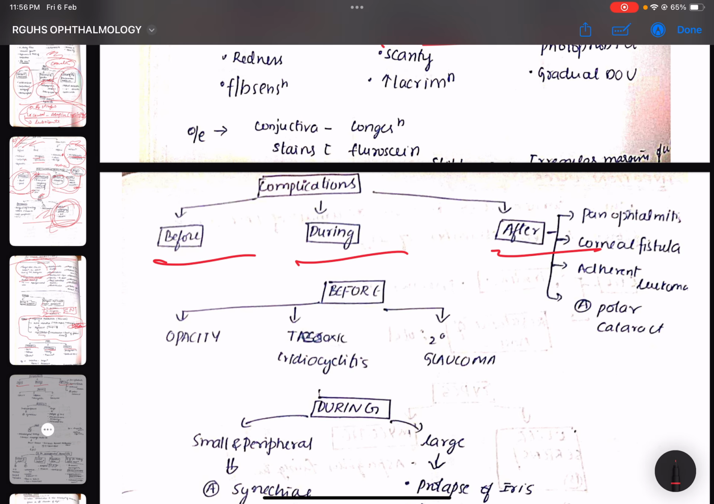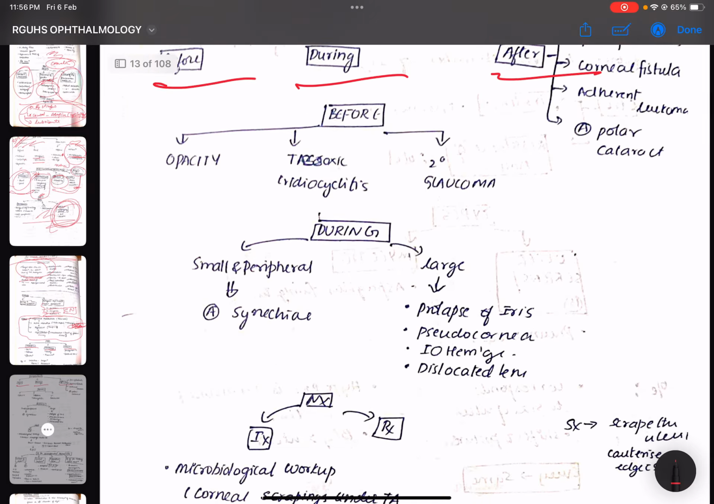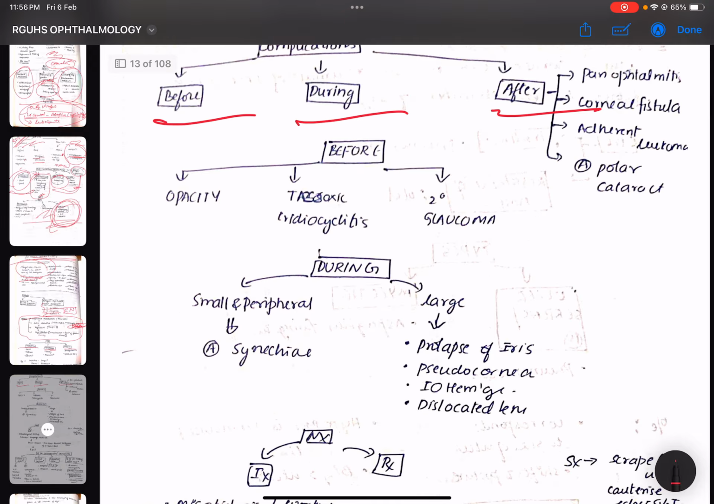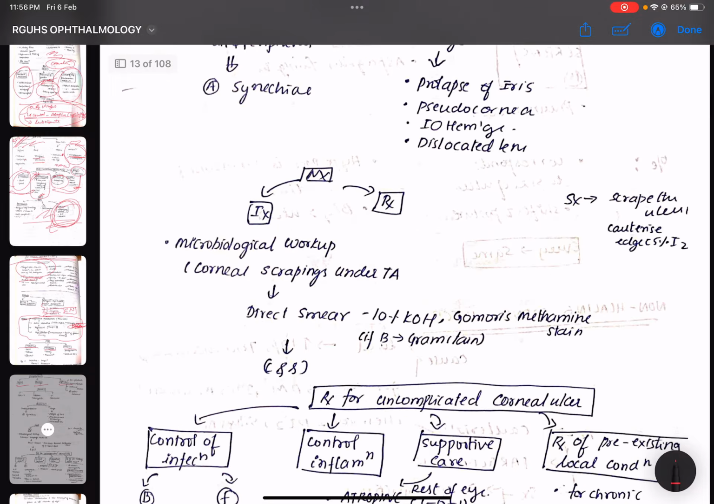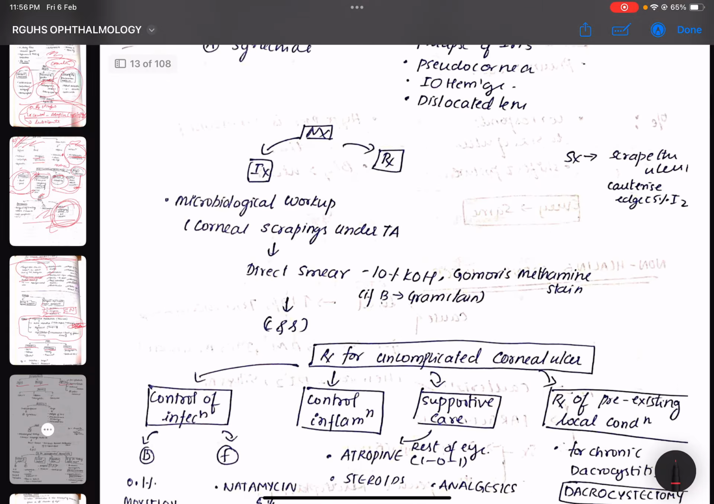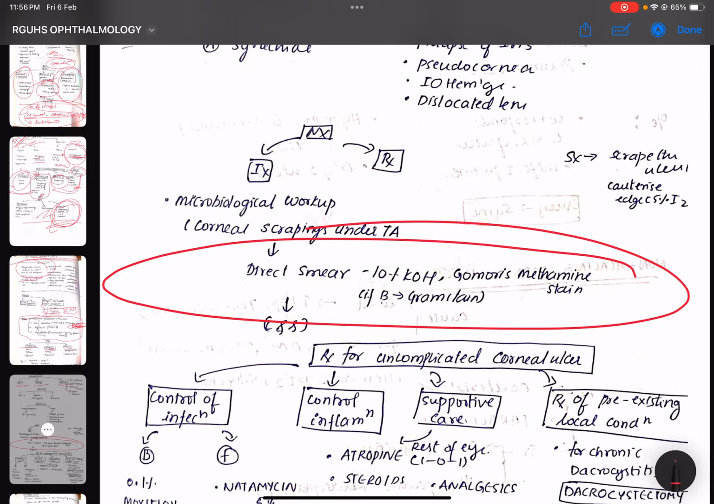what will happen before, during, and afterwards, after your disease. So this is what I've just presented. Make sure you study it because it has the same thing. Again, how do you prove it's a bacteria? Again, you have to do Giemsa staining or gram staining.